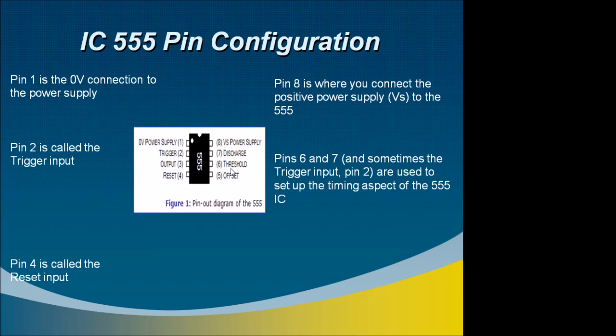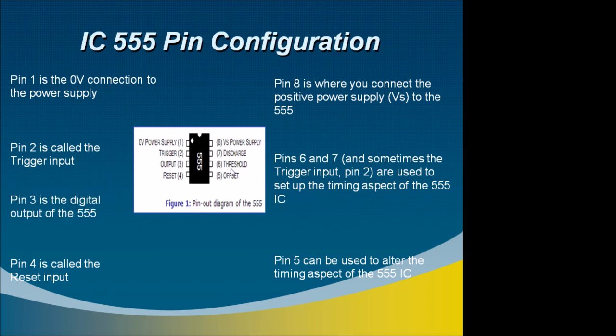Threshold and discharge: pins 6 and 7 are used to set up the timing aspect of the 555 IC. Control voltage: pin 5 can be used to alter the timing aspect of the 555 IC in applications such as output frequency modulation. Output: pin 3 is the digital output of the 555. It can be connected directly to the inputs of other digital ICs, or it can control other devices with the help of a few extra components.